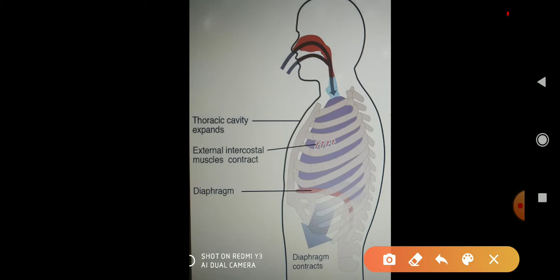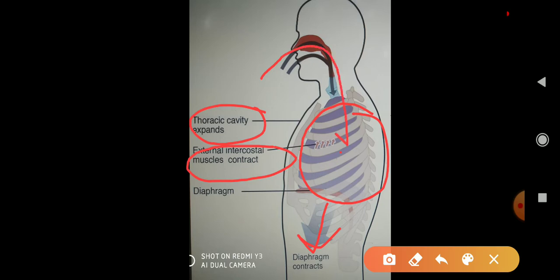Now for the inhalation, the external intercostal muscles contract, and the thoracic cavity expands. The diaphragm also comes downside. It contracts and comes down, and as a result, the volume of this cavity increases. Volume increases, air pressure decreases. To fulfill that air pressure, air rushes inside the lungs.